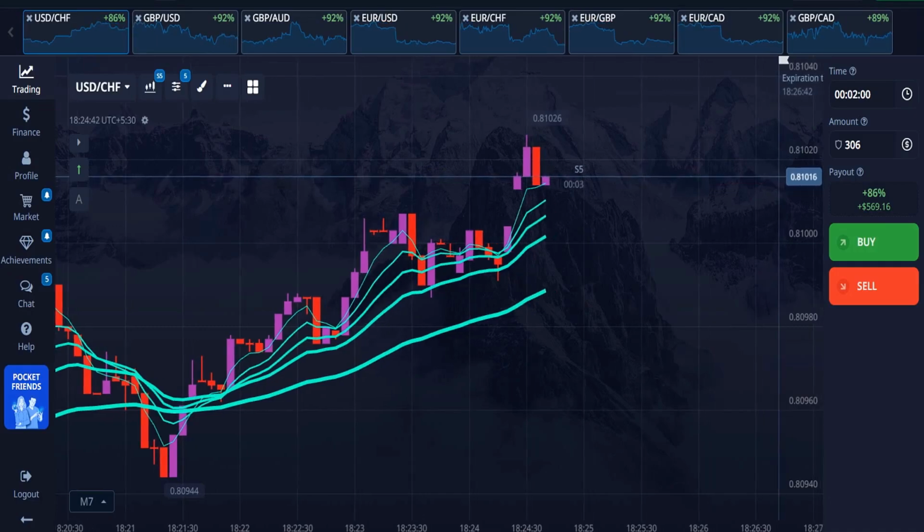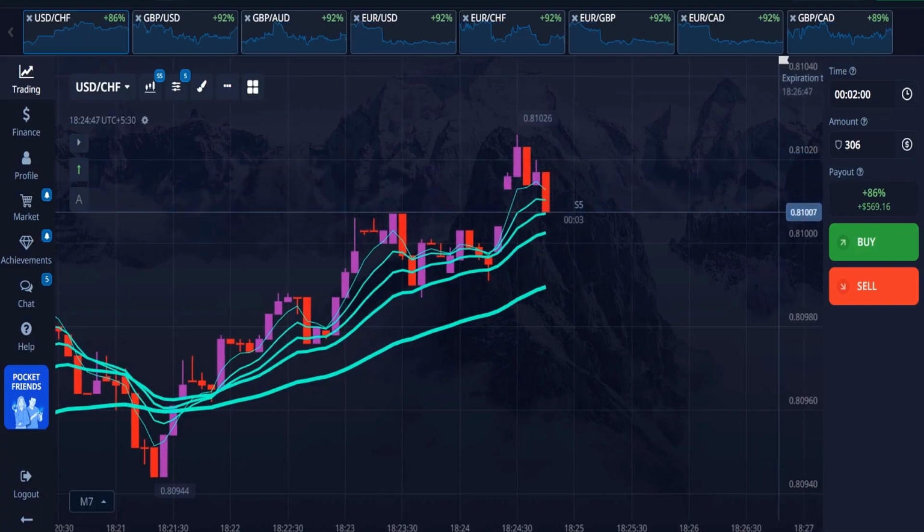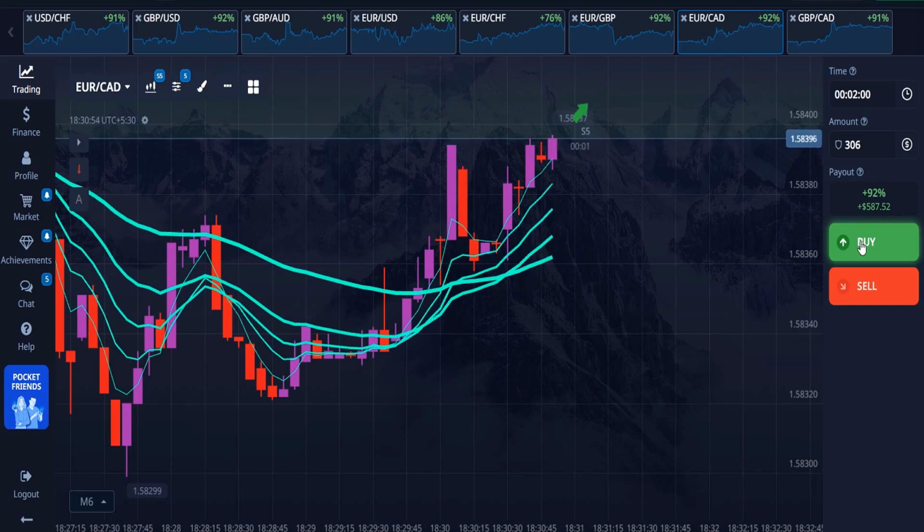Remember, don't jump in early. Wait for all 5 EMAs to stack perfectly in order, top to bottom for buy, bottom to top for sell. Combine that with price momentum, and your win rate will thank you.